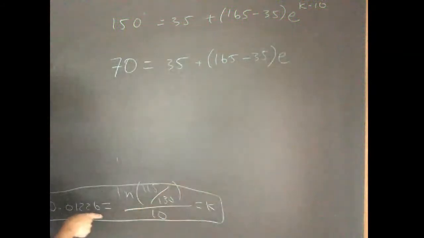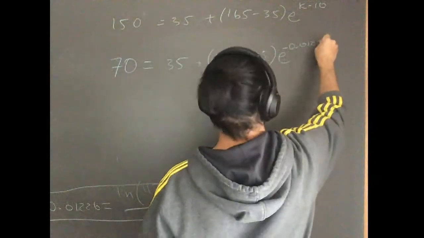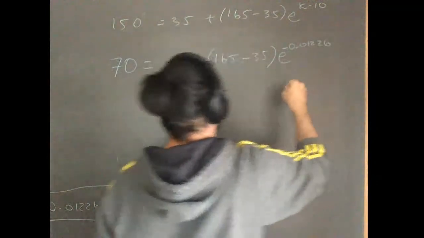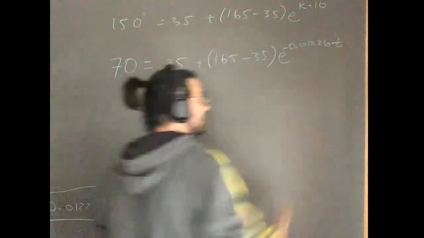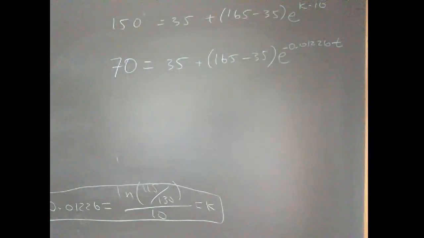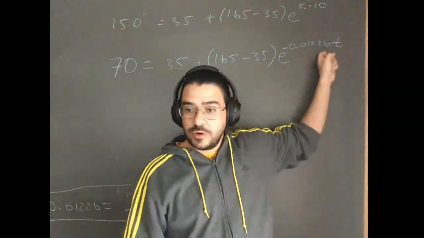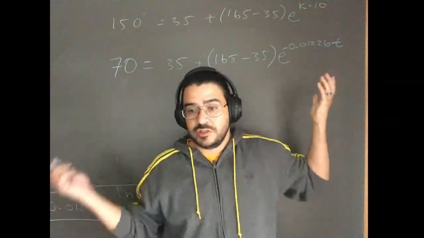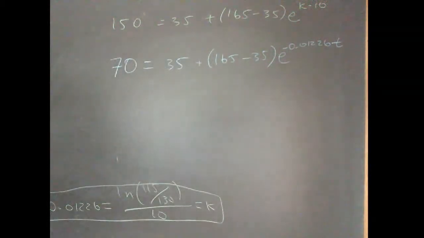We now know the cooling factor, the k value, that's going to be negative 0.01226. But at this point, we don't know what value of t gives us 70. So that's now the new unknown. That's why we had to find k before, because if we had just written this down, we wouldn't have known what k was, and there would be two unknowns in this equation. We wouldn't be able to solve for one of them.